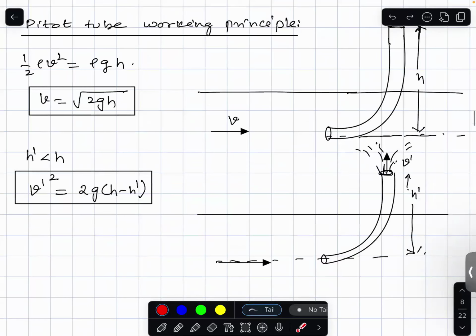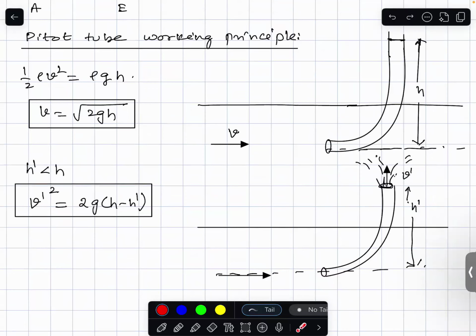pitot tube working principle. This is also one of the applications where you will use to determine the velocity of flow in a liquid. It is like a J-type bent tube. So the lowest part is horizontal, the upper part is vertical. Now I have inserted this in the flow. Now the liquid flows like this.